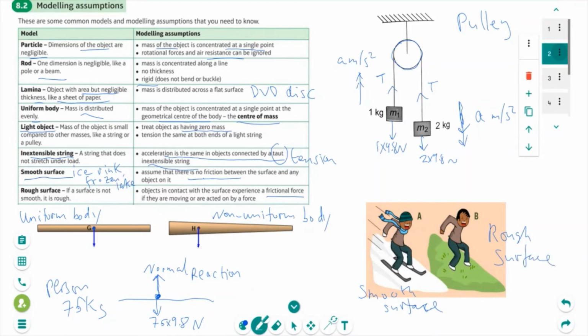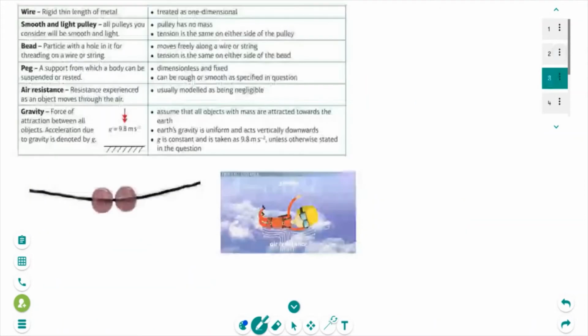Okay, so there is some kind of friction, so the friction opposes the motion. Is that okay? Again, this is just an introduction to the language. When you do questions, you'll see it more often. Wire, thin metal, treated as one-dimensional, smooth and light pulley. Okay, so the pulley I've just mentioned.